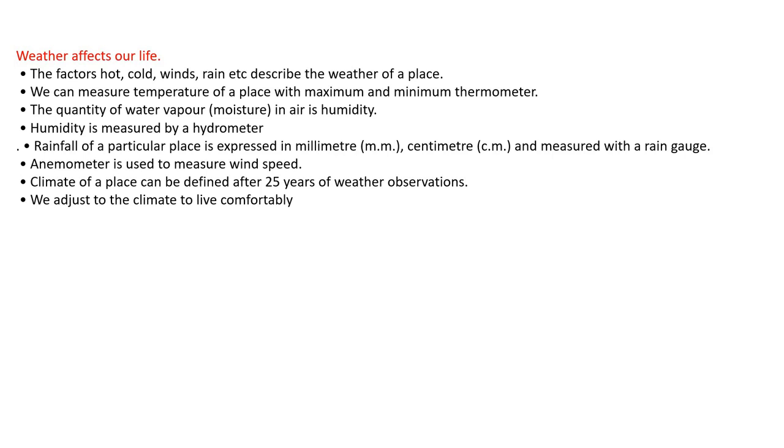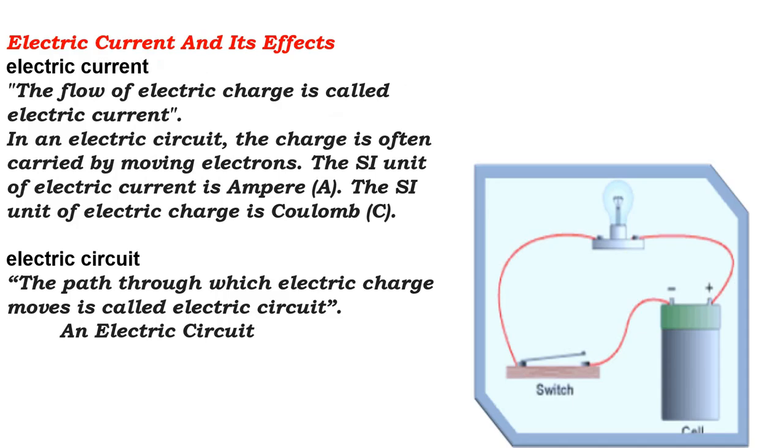Rainfall of a particular place is measured in mm or cm, and it is measured with an instrument called a rain gauge. And an anemometer is used for wind speed. The climate of a place can be defined after 25 years of weather observations, and we adjust to the climate to live comfortably.